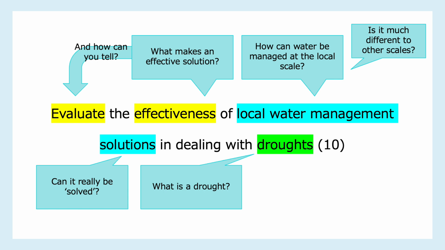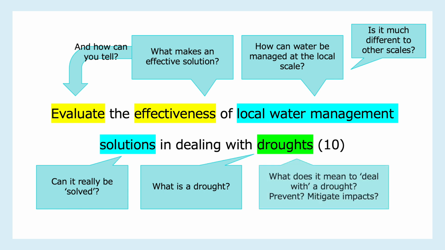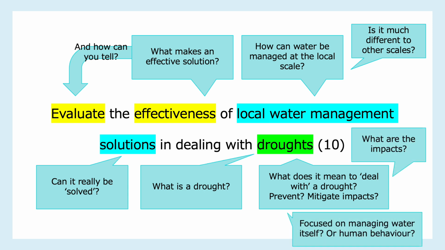What is a drought? Okay, so we're using some actual terminology that we need to know here. And what does it mean to deal with a drought? Are we trying to prevent a drought from happening, or are we trying to actually just mitigate the impacts of the drought? And so what are those impacts, and are we interested in managing the water itself, or are we interested more in managing human behaviors that will see us through the drought?